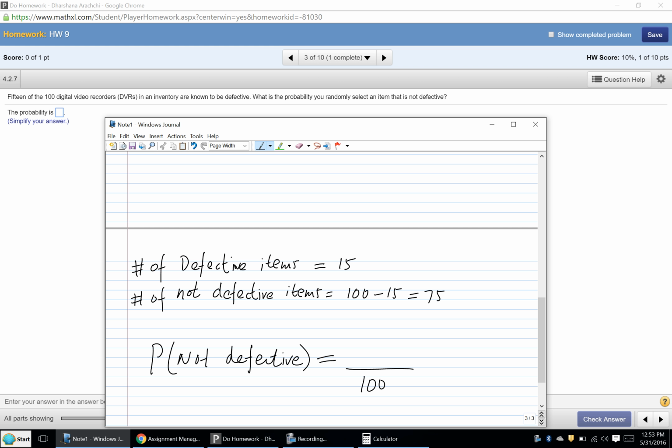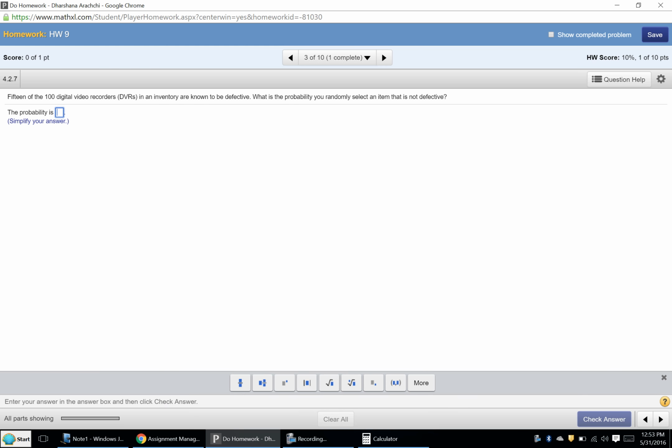Okay, now the numerator. How many out of 100 are favorable for not defective? Okay, so 75. So 75 goes on the top. So the probability is 75 divided by 100, which is 0.75. So let's type this and see. So it's 0.75.